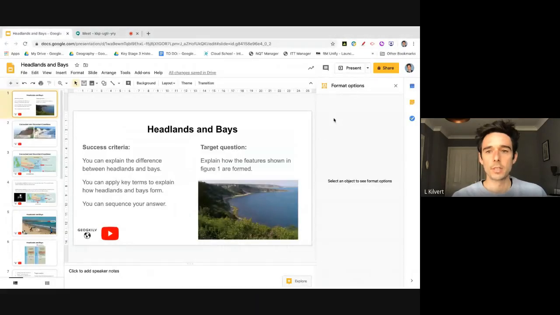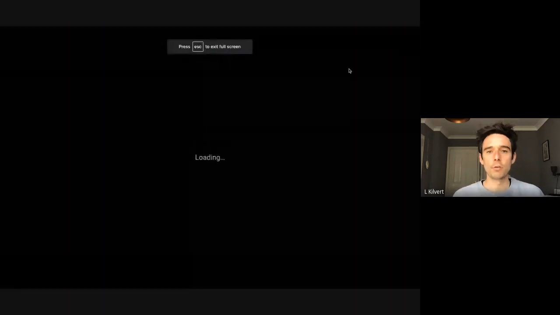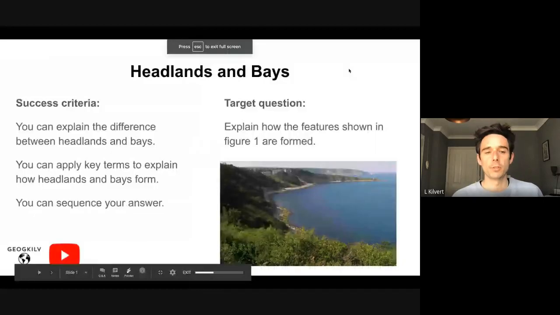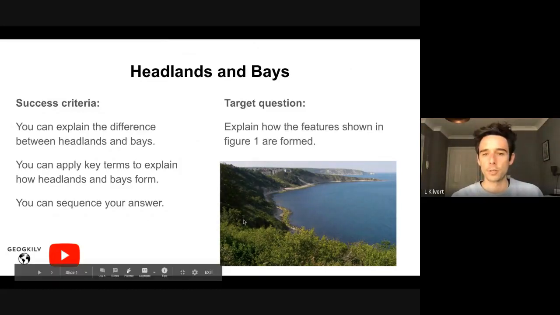So, as I mentioned, today's lesson is all going to be on headlands and bays. If I present up my screen, you'll see that we've got today's title for the lesson, which is, of course, headlands and bays. We've got 3 pieces of success criteria, which we're going to be guiding our way through. And then we've got a target question, which is linked to this picture that you can just see down here in the bottom right-hand side.